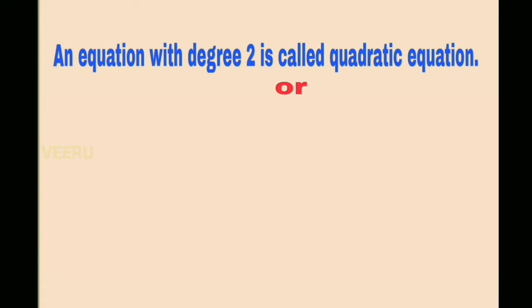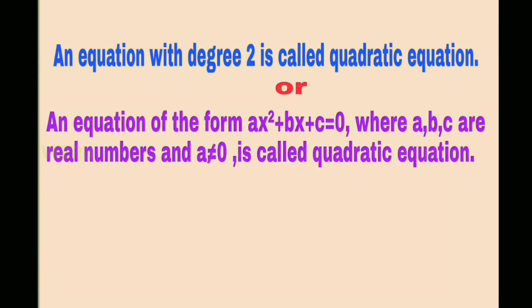We can also define a quadratic equation as an equation of the form ax square plus bx plus c is equal to 0, where a, b, c are real numbers and a not equal to 0. Here the condition is a not equal to 0. If a is equal to 0, then 0 into x square becomes 0, and the equation becomes a linear equation. Hence the condition is a not equal to 0.